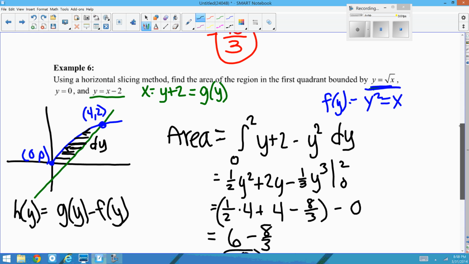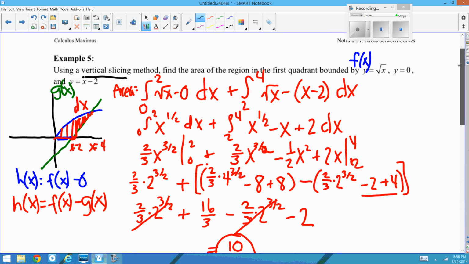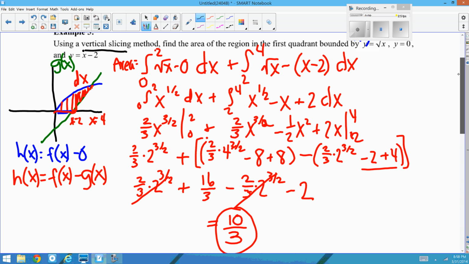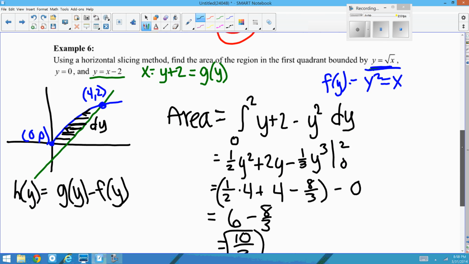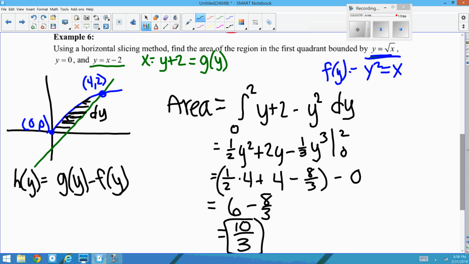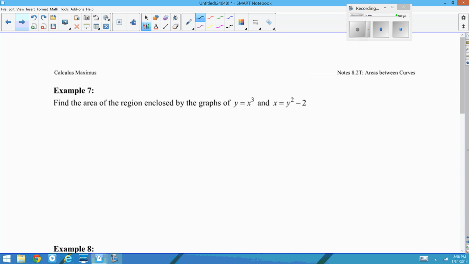So there are 2 main methods here. We have the vertical slicing, which is using a dx. Everything needs to be a function in terms of x. And then we have this horizontal slicing method, where this time everything's in terms of y. So it's good to practice that again. So we'll try one more with the y. Find the area enclosed by this.